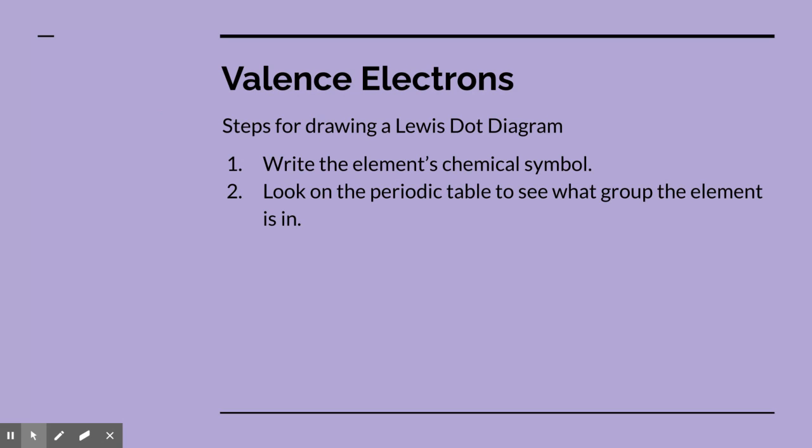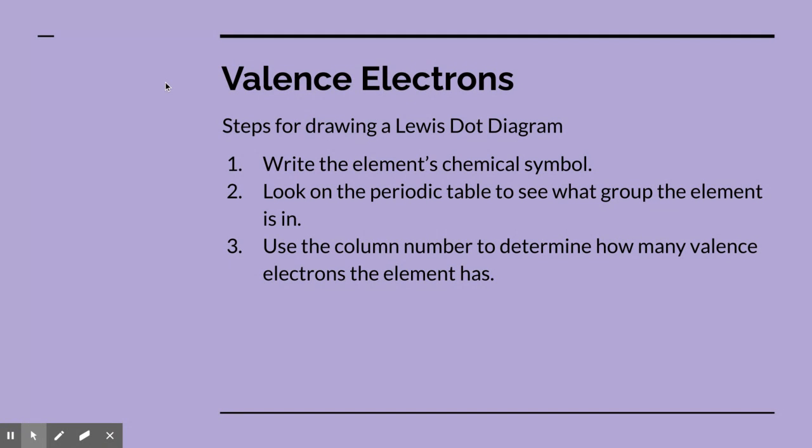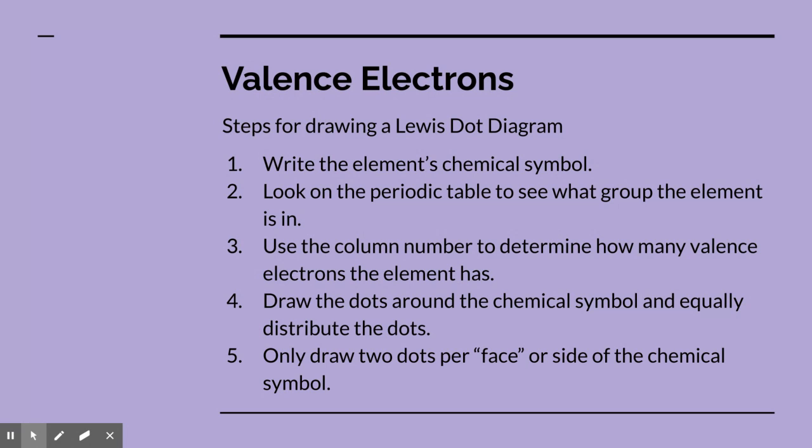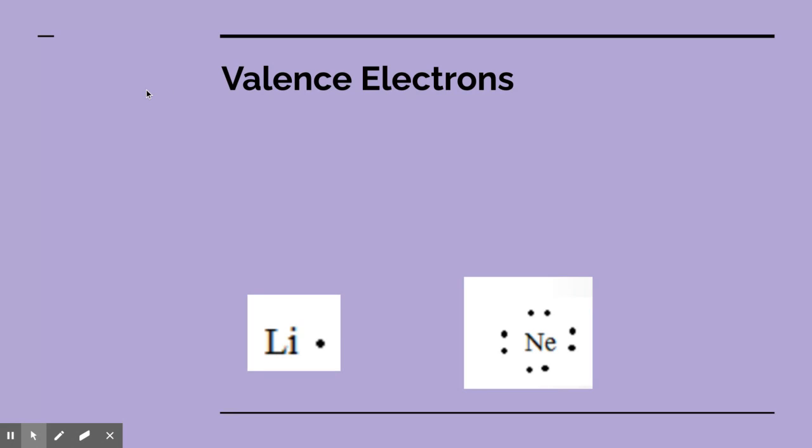So first you're going to write the chemical symbol. Next you're going to look on the periodic table, see what column they're in. You're going to use the column number to determine how many valence electrons that element has. And you're going to draw the dots around the chemical symbol and equally distribute the dots. Only draw 2 dots per face or side of the chemical symbol. So they would look like this.